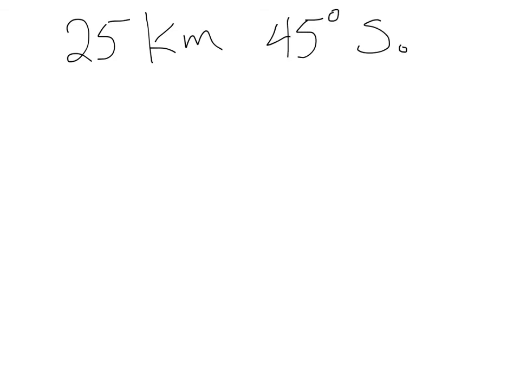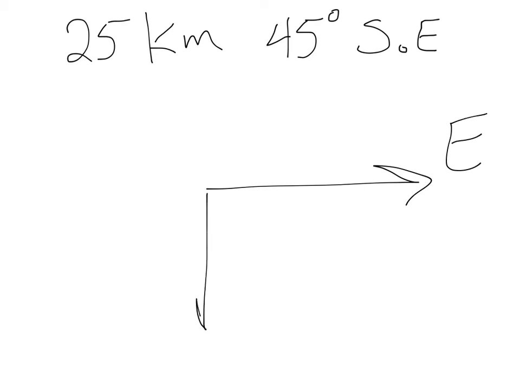Let's say we have a hiker that starts a trip by walking 25 kilometers at 45 degrees south of east. Okay, now what does that mean, south of east? If we look at the cardinal directions superimposed on our Cartesian coordinate system, east lies on the positive x-axis. So this is east in this direction. This is south in the negative y direction. And so south of east means we're opening our angle south of east.